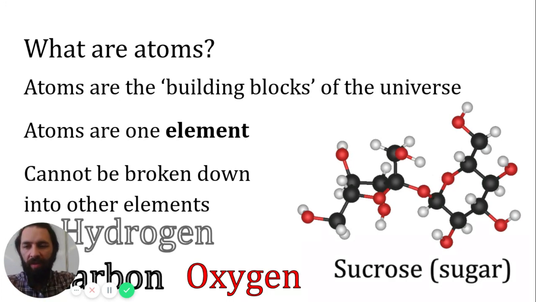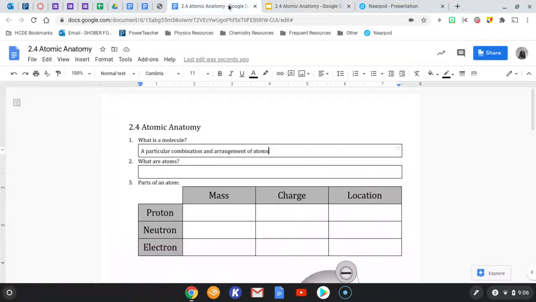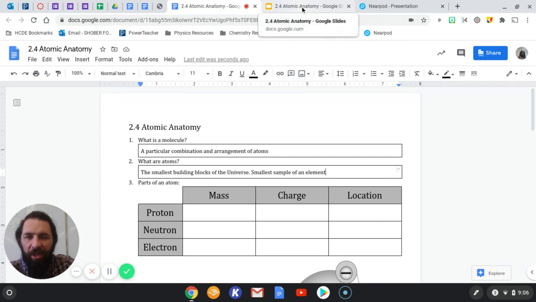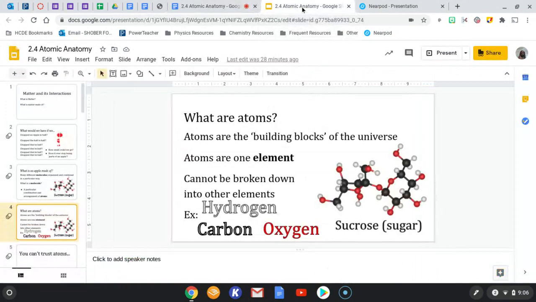Okay, so this is going to help us answer our next question. It says, what are atoms? I can say over here, atoms are the smallest building blocks of the universe, smallest sample of an element, something like that. I'm not even using complete sentences. We just want to get the main idea down, right? Okay, so there's my definition of an atom for you. If you need to pause it, you can go ahead, but I'm going to keep moving on here.